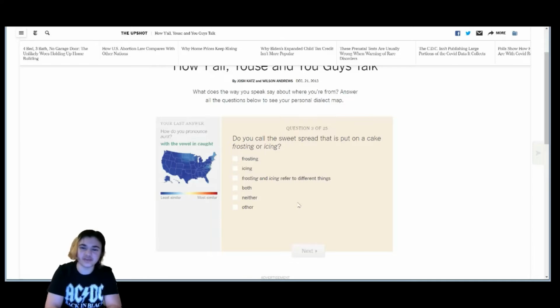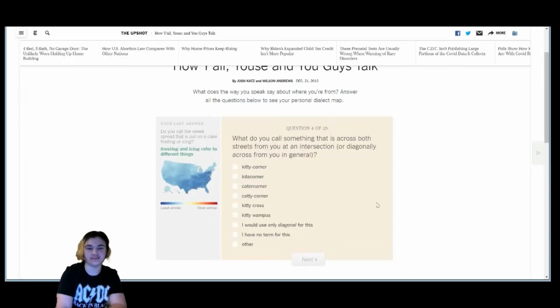Do you call the sweet spread that is put on cake frosting or icing? So first of all, I call it frosting, because frosting and icing are different things. Icing gets hard, frosting stays soft. So that's what I say. Frosting and icing are different things. So that's kind of like this area here-ish is most similar to that, but all right.